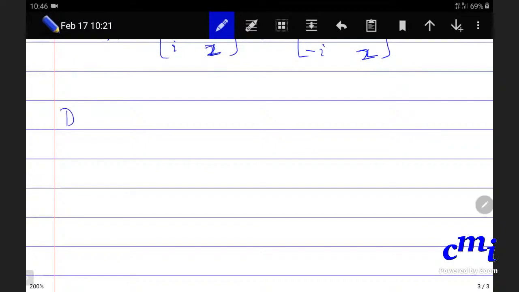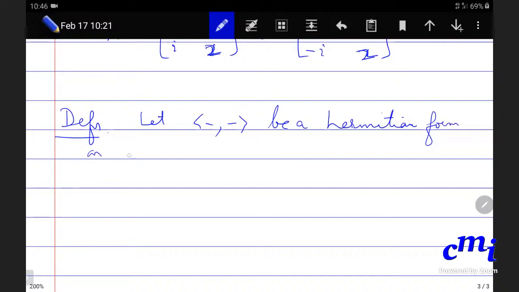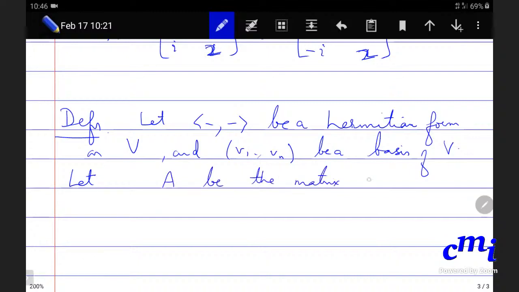So definition. Let the form be a Hermitian form on V, and let v_1 through v_n be a basis of V. So then let A be the matrix with the form of v_i, v_j as the ij-th entry.